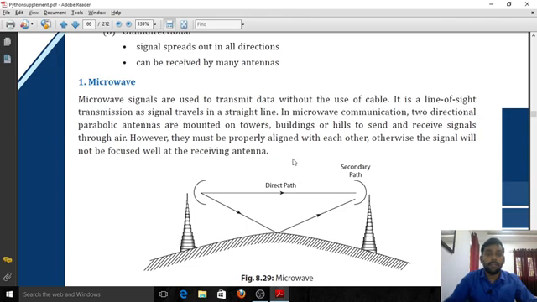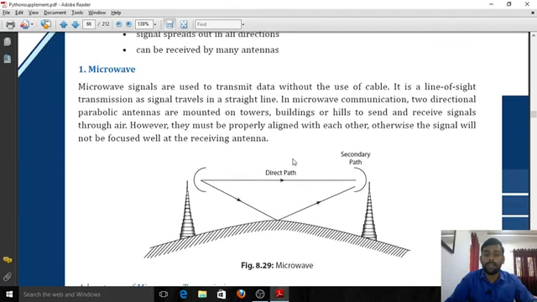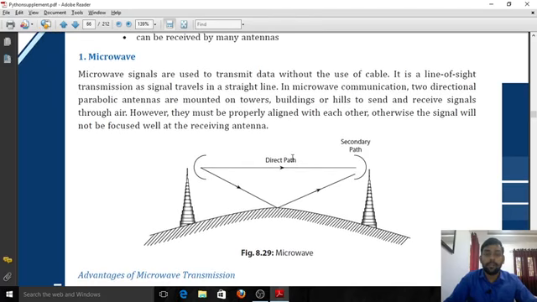Microwave communication is bidirectional. Two-directional parabolic antennas are mounted on towers, buildings or hills to send and receive signals through the air. They must be properly aligned with each other, otherwise the signal will not be focused well. That means line of sight communication is needed between the transmitter and the receiver, in a straight line.